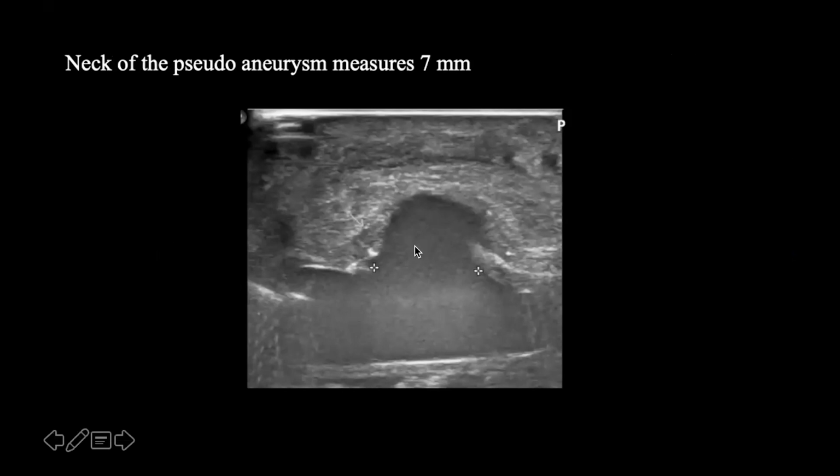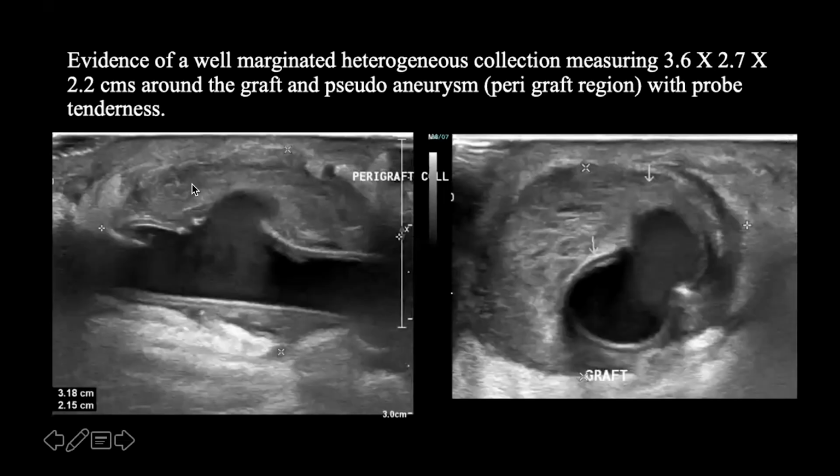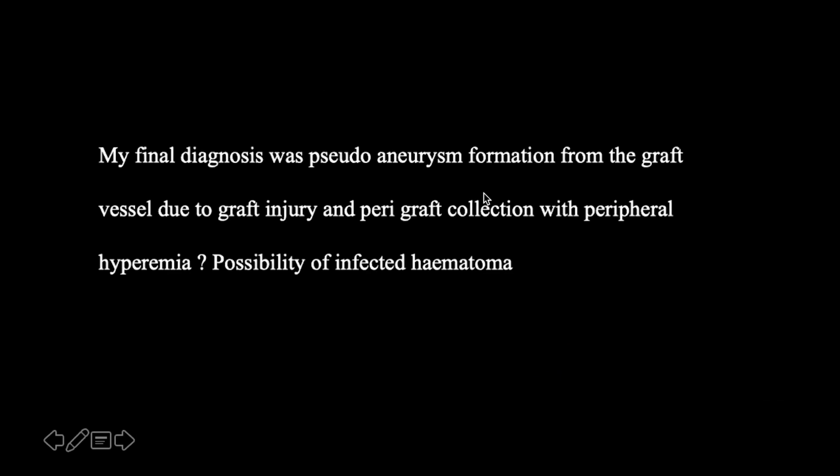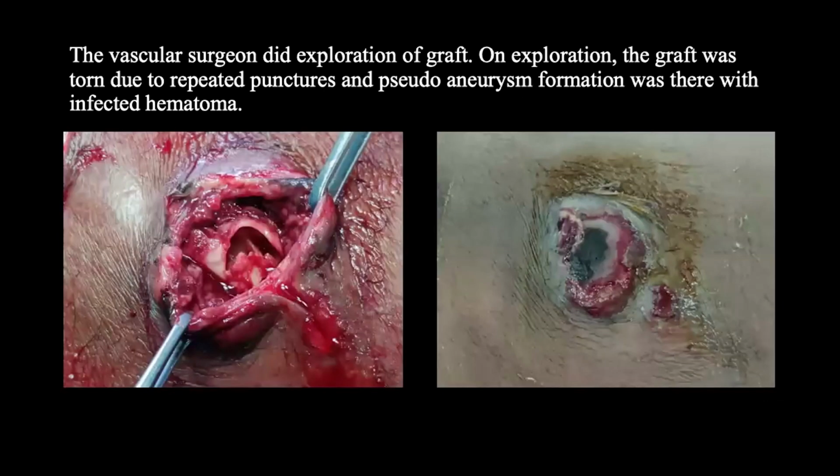I also saw the neck of the pseudoaneurysm, which was communicating with the graft. There was a well-marginated, heterogeneous collection surrounding the graft in the perigraft region and the pseudoaneurysm. On putting color, there was significantly increased peripheral vascularity or hyperemia. The final diagnosis made was pseudoaneurysm from the graft due to graft injury from repeated punctures, and there was a collection and a possibility of infected hematoma.